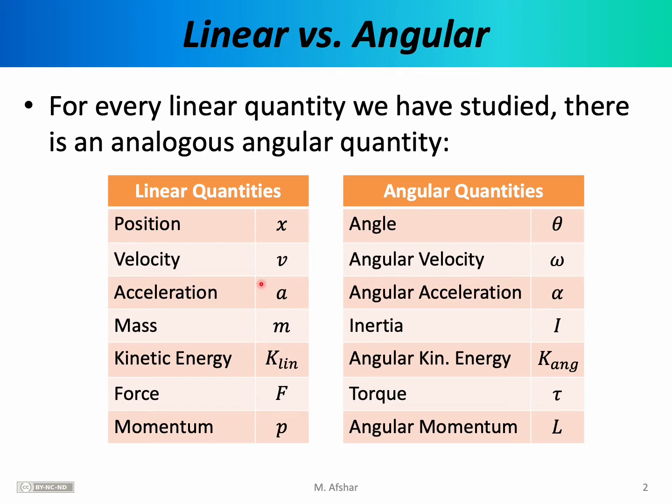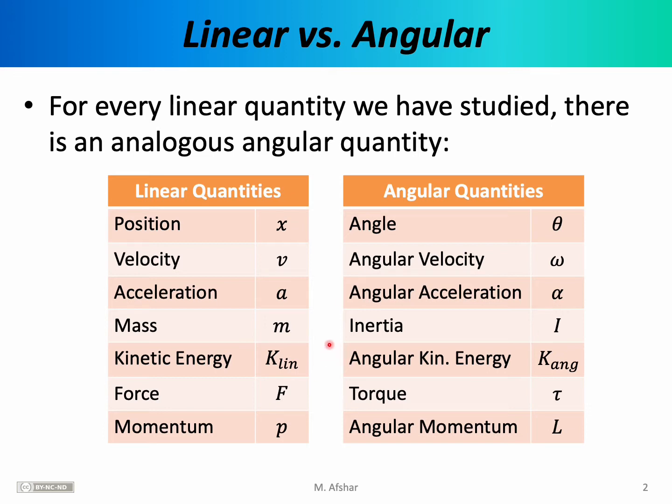Similarly, when an object is rotating, we talk about its angular position. And of course, if the angular position is changing, we're interested in knowing how fast it's changing. We're interested in knowing the rate of change in theta, in which case we talk about angular velocity. And if the angular velocity is changing, that rate of change is denoted by alpha, the angular acceleration.